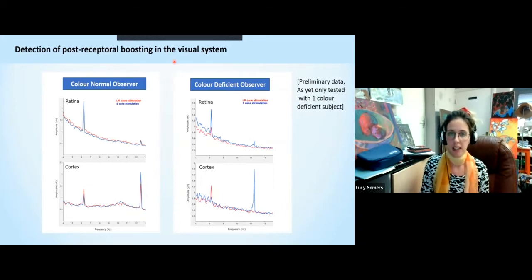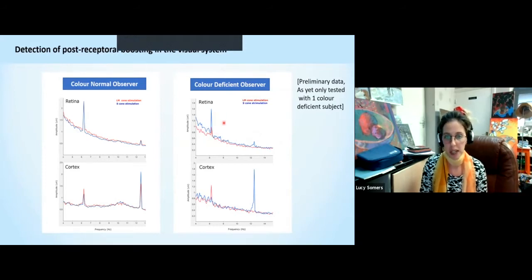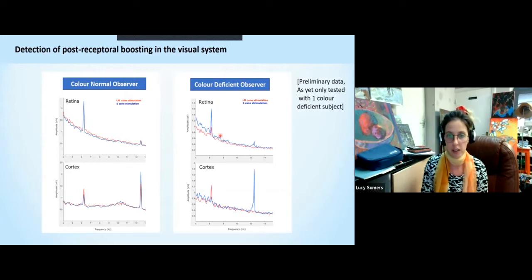So then if we look at the color deficient observer, we can see that, as we expect at the retina, the reduced red-green discrimination, the LM cone stimulation, is reduced in comparison to the S-cone. But the amplitude to the LM cone stimulation is greater at the cortex. We do see an interesting effect that the LM stimulation is entirely creating an amplitude at the fundamental and not the harmonic. And for the S-cone stimulation, we see all of the amplitude at the harmonic and not at the fundamental.